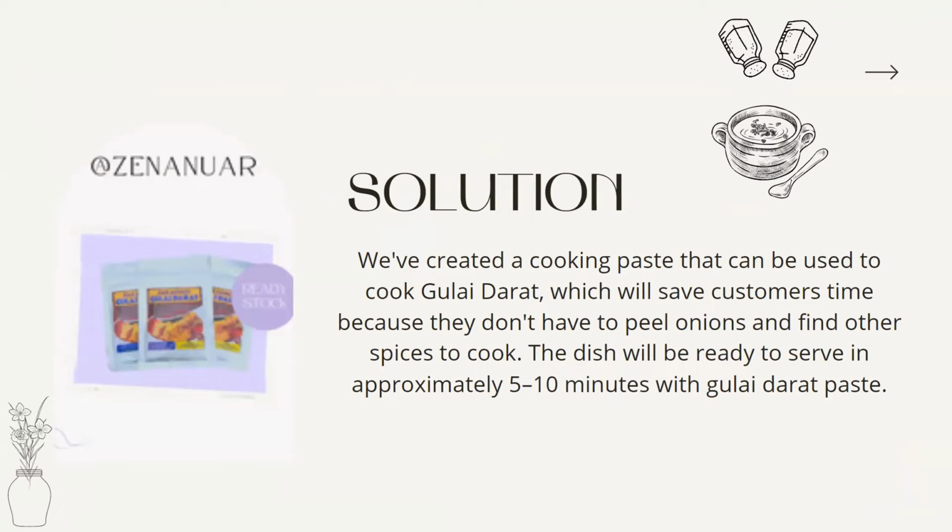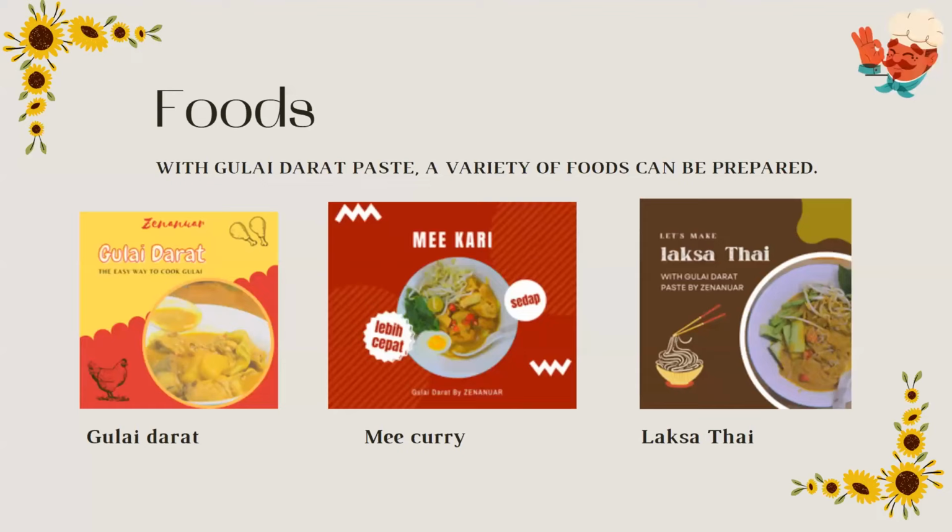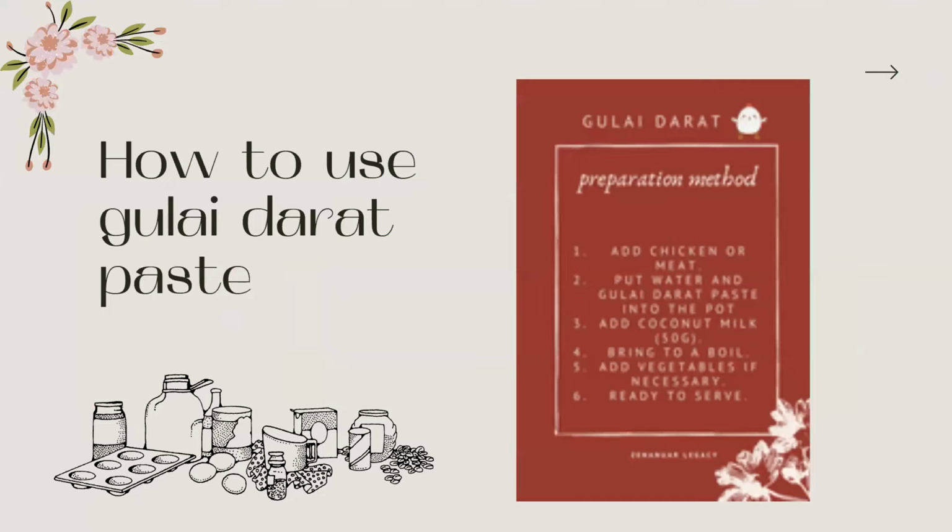From the problem statement above, we created a cooking paste that can be used to cook gulai darat, which saves customers time because they don't have to peel the onion and find other spices to cook. Okay, next, not only gulai darat, customers can also cook mee kari and laksa Thai. Okay, next, the preparation method is really simple. You just need to add chicken, water, gulai darat paste, and coconut milk together, and wait 5 to 10 minutes for the gulai to cook well.